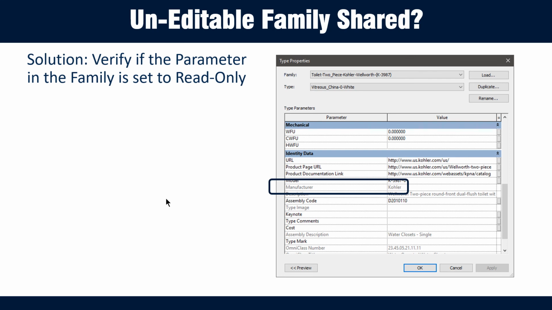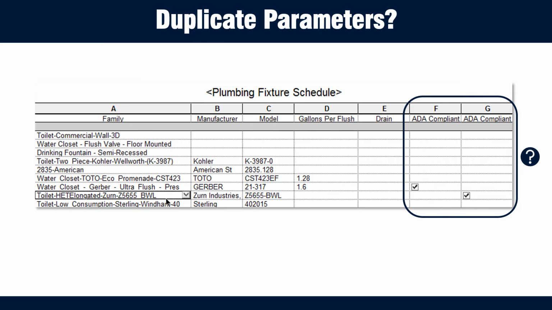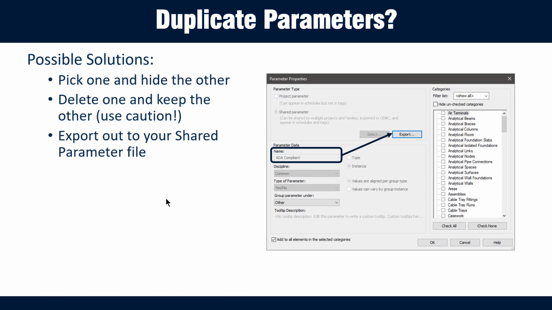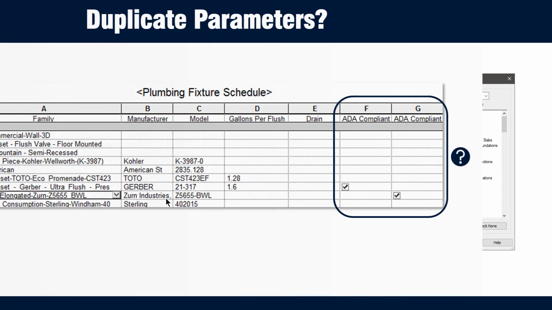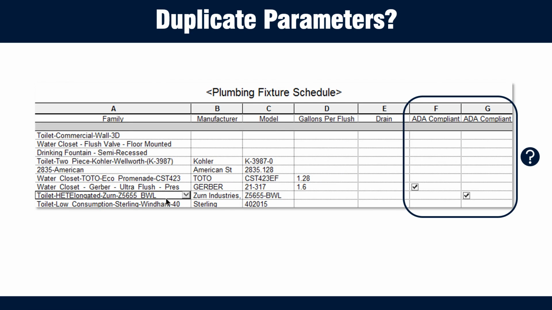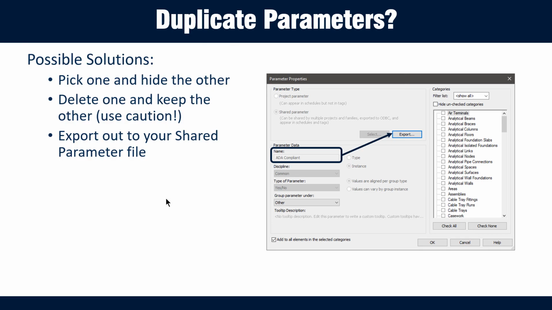All right, if you have duplicate parameters, what do you do in this situation? This is kind of problematic. Well, you can pick one and hide the other. There's some disadvantages to that, because if you hide one, then you're going to have to make that other parameter available to the rest of those components, right? Because what you're doing is you're just going back and forth and putting checkboxes where you can. That just looks hokey, right? So you could certainly hide one and then use the apply to all elements and make it available for the rest of the families. You can delete one and keep the other.